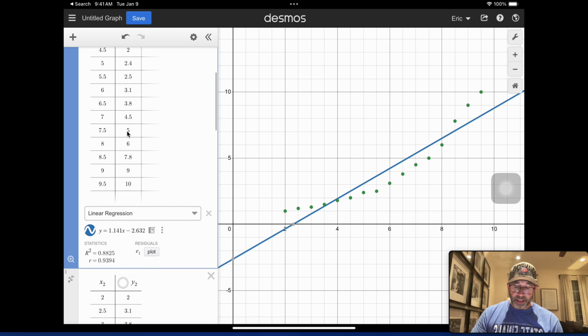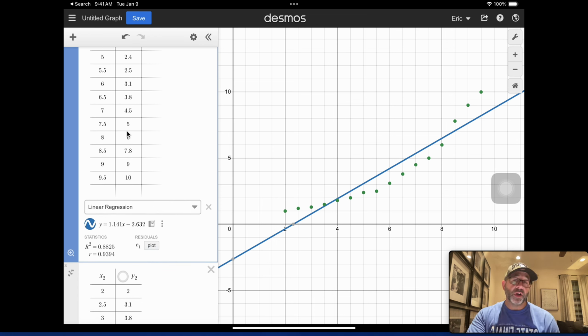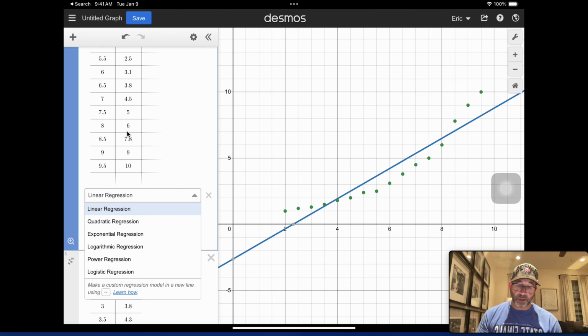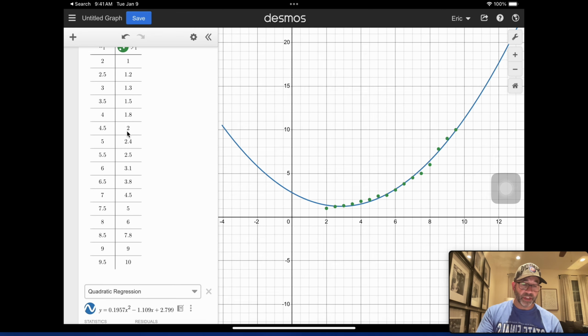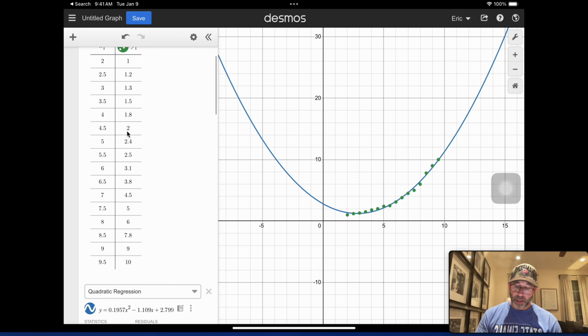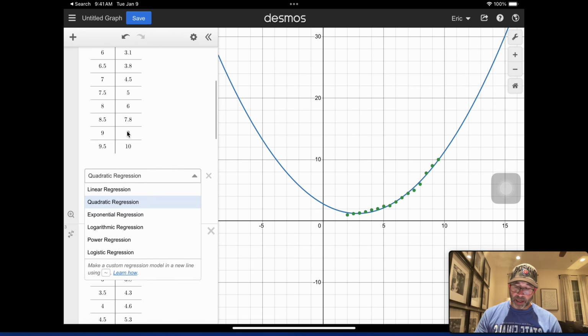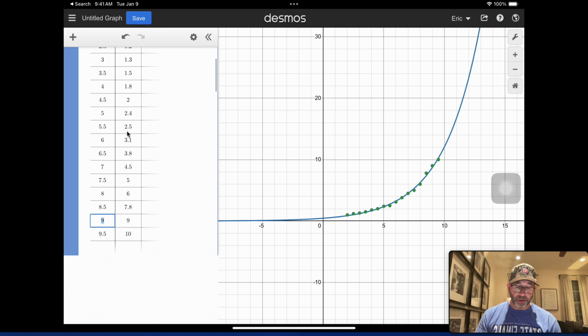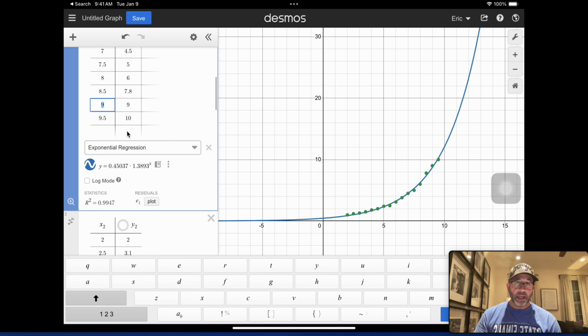If you look down here, it will create the functions automatically for you based on what you choose. So if I go ahead and do a quadratic regression, you can see that the points follow my curve. If I do an exponential regression, you can see the points follow my curve. Now, this is a caveat that I had to actually read about.